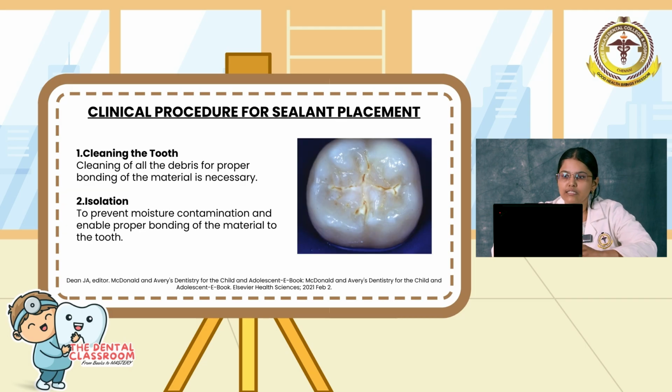So now we are going to discuss the clinical procedure of placing a sealant. As you can see in the picture, it depicts a clear, clean, deep pit and fissure. So the first is the cleaning followed by isolation. The cleaning of the tooth, you should clean all the debris from the tooth for proper bonding of the sealant material. Next is the isolation. It is to prevent moisture contamination and enable proper bonding of the material to the tooth structure.